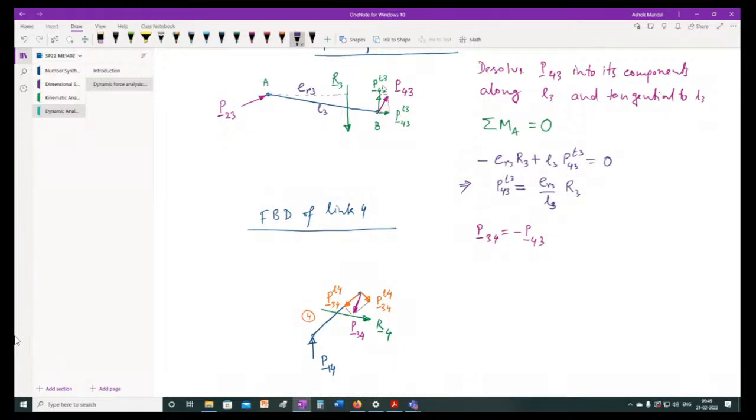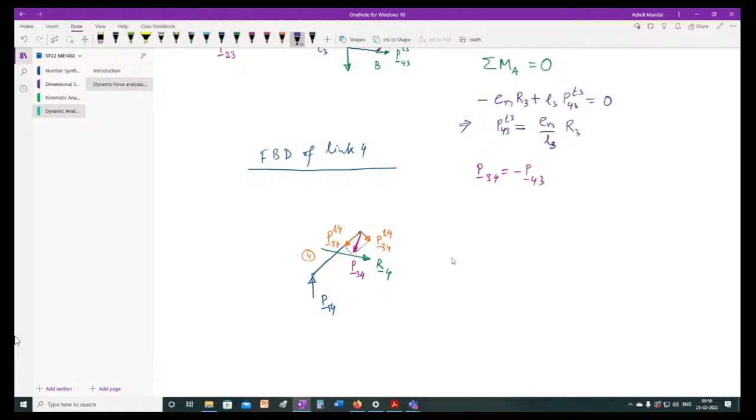So we have this component known to us. Component known to us means we only know the magnitude of the force. We still don't know the direction of the force.